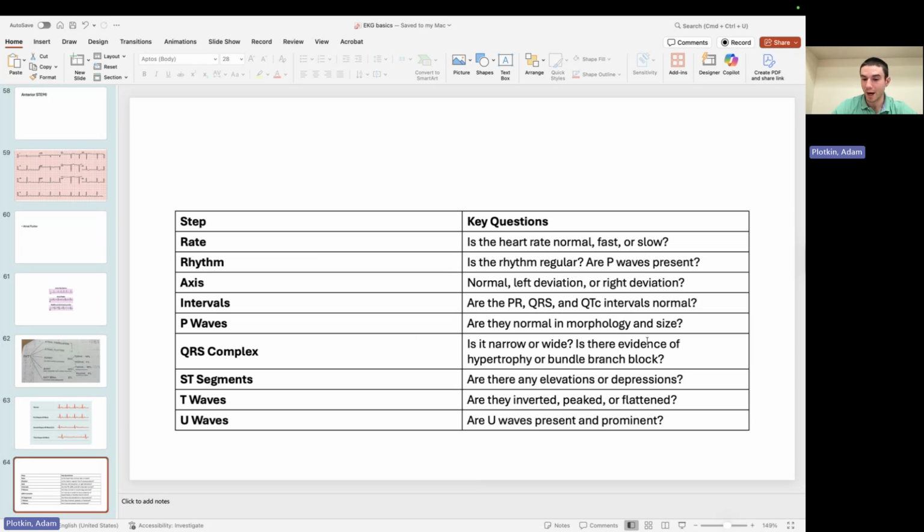QRS, is it narrow or wide? Is there evidence of hypertrophy, low voltage? Are there bundle branch blocks? ST segments, are there elevations or depressions? T waves, are they inverted, peaked, or flattened? And then U waves, are they present?